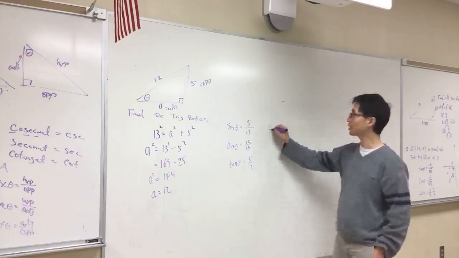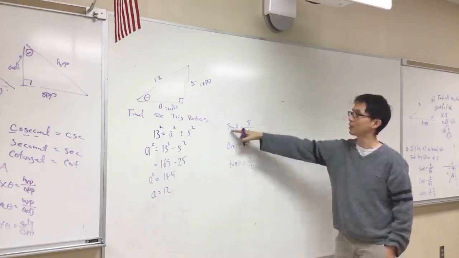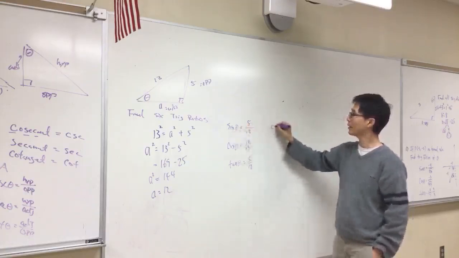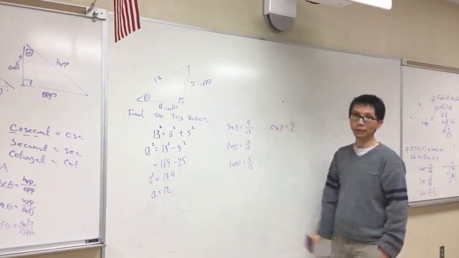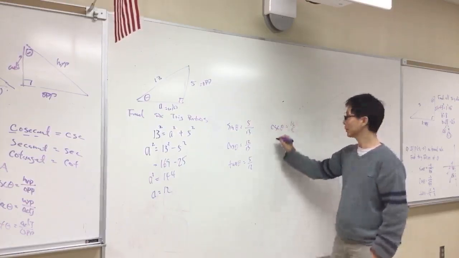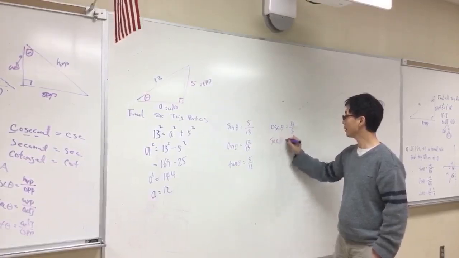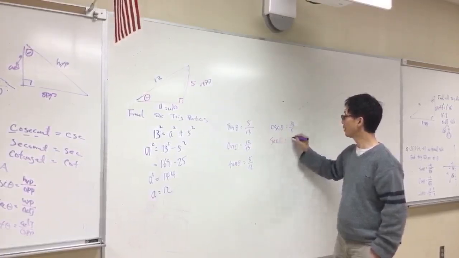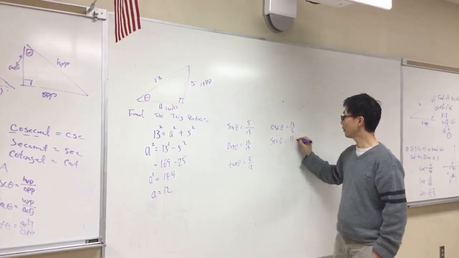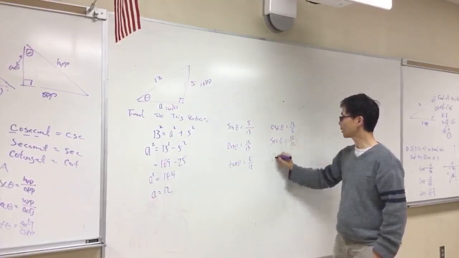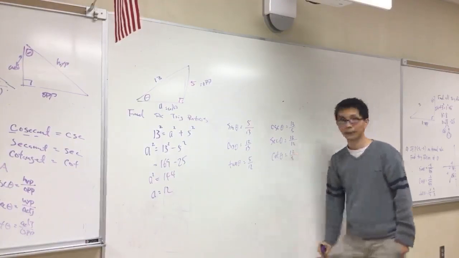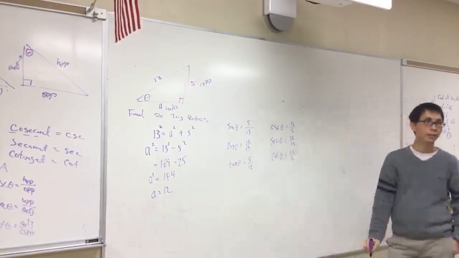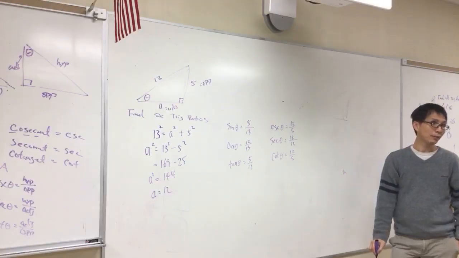Okay, tangent, cotangent. What's the other side of secant? Cosecant, CSC, right? Yeah. 13 over 5. That's another point. Secant, 13 over 12. What is cotangent? 12 over 5. That's so easy, right?